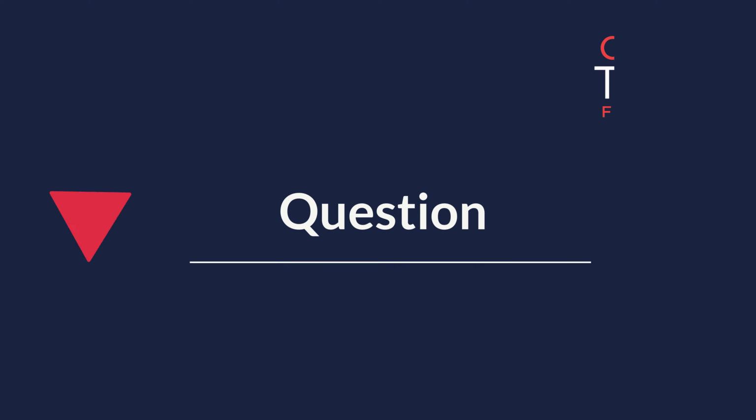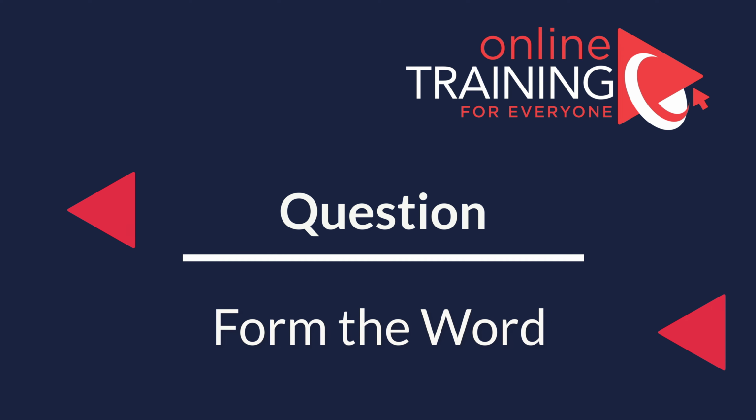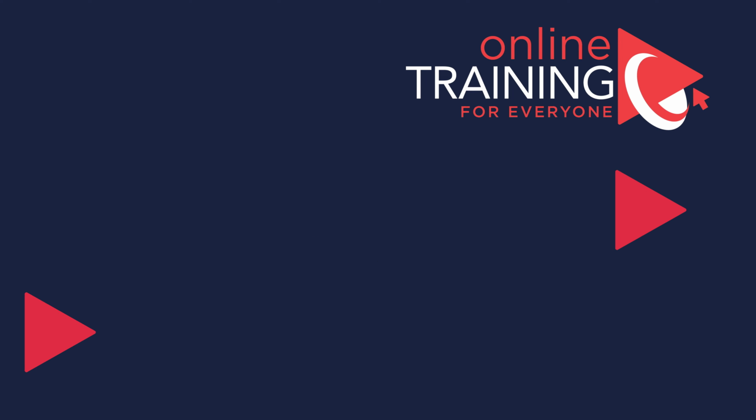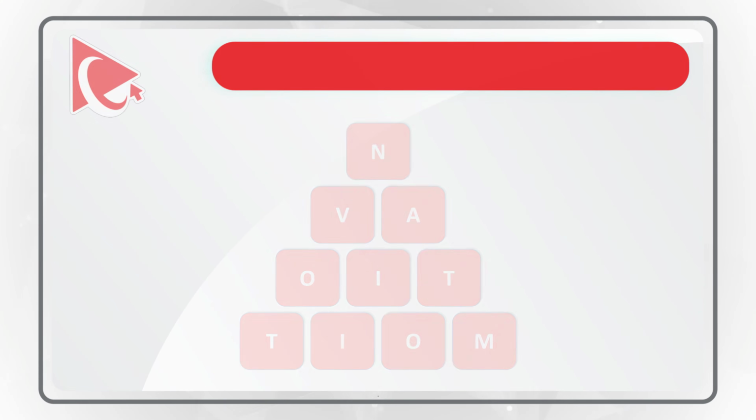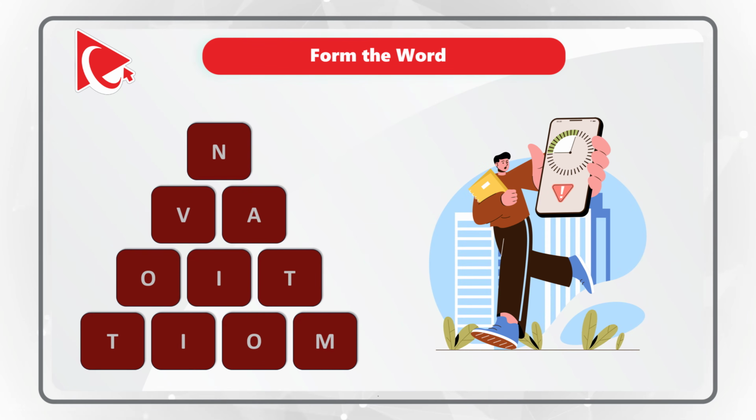One of the very hard challenges is forming words using a certain number of letters of the English alphabet. In this question, you're presented with 10 letters, and you need to form the word using all the letters only once. The letters are N, V, A, O, I, T, and T, I, O, M. Do you see the word here? Give yourself a little bit of time, maybe 20 to 30 seconds.